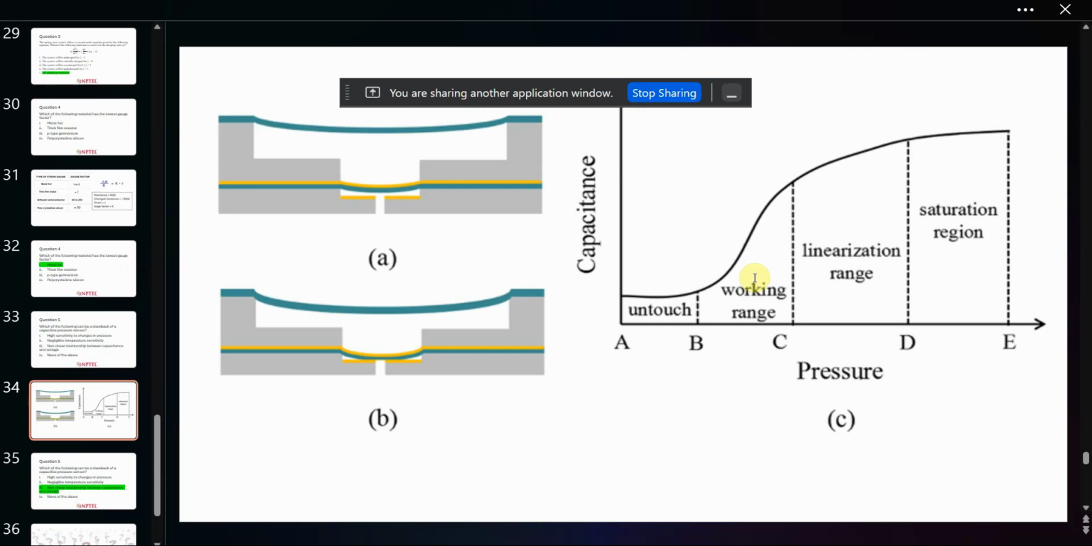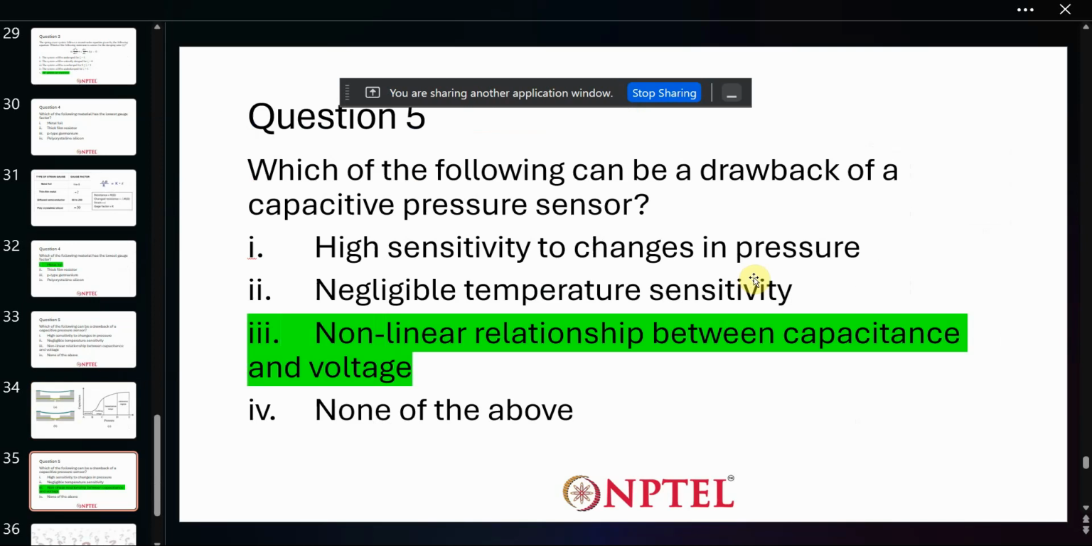It depends on the distance. It depends on the permittivity of the medium. So it has a lot of factors which affect it. In most cases, capacitive systems have some non-linear relationship issues. That is why that is the problem. So the main drawback is the non-linear relation between the capacitance and the voltage.